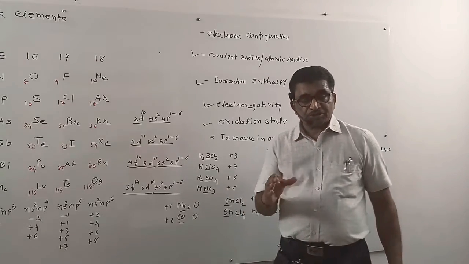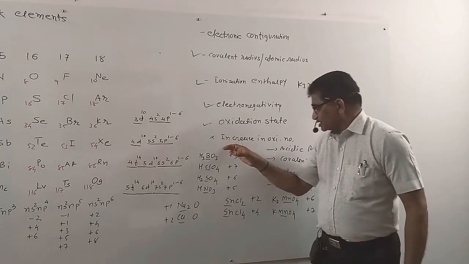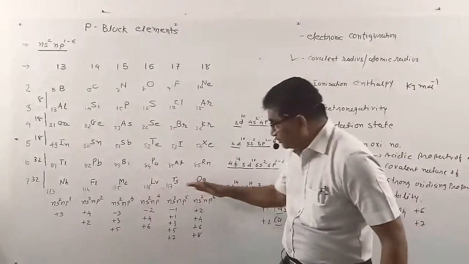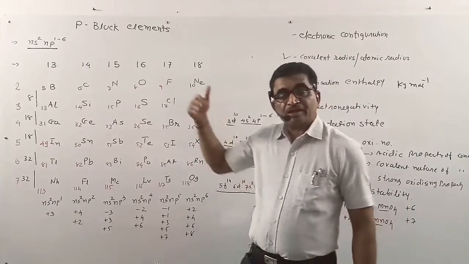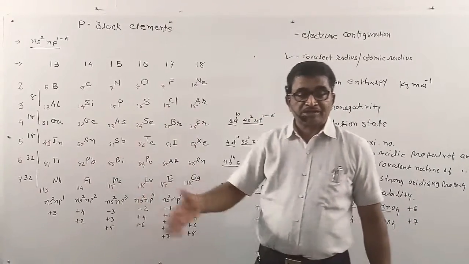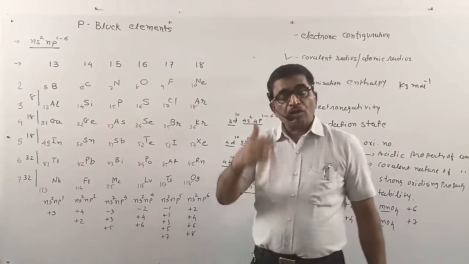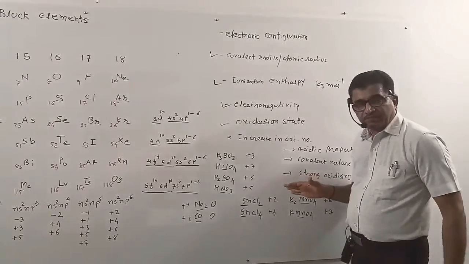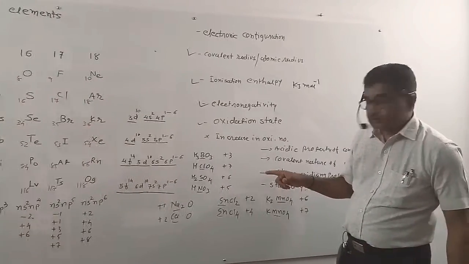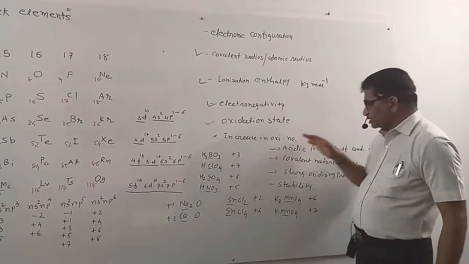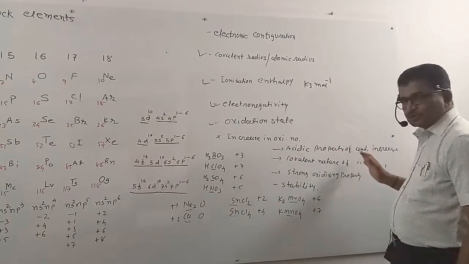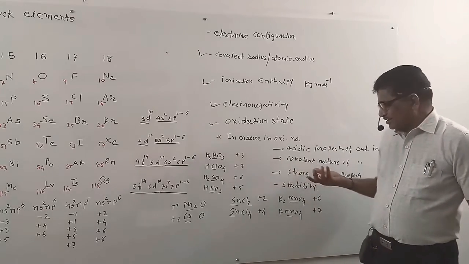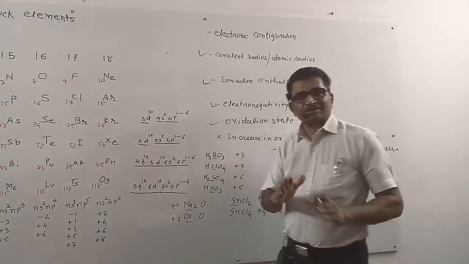So you must remember that if the oxidation number increases for any compounds of p-block elements, whether they are hydrides, halides, oxides or oxoacids, all these properties apply to those compounds. If the oxidation number increases, the acidic property is also increased, the covalent nature is also increased, it works as a strong oxidizing agent, and also stability is increased.